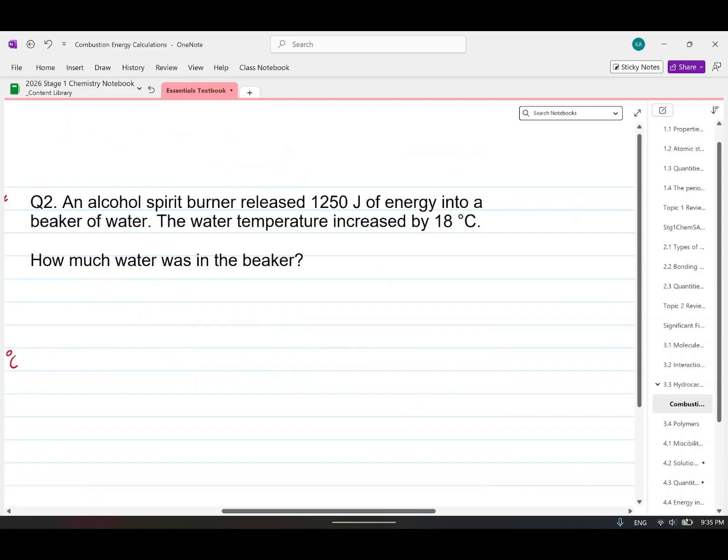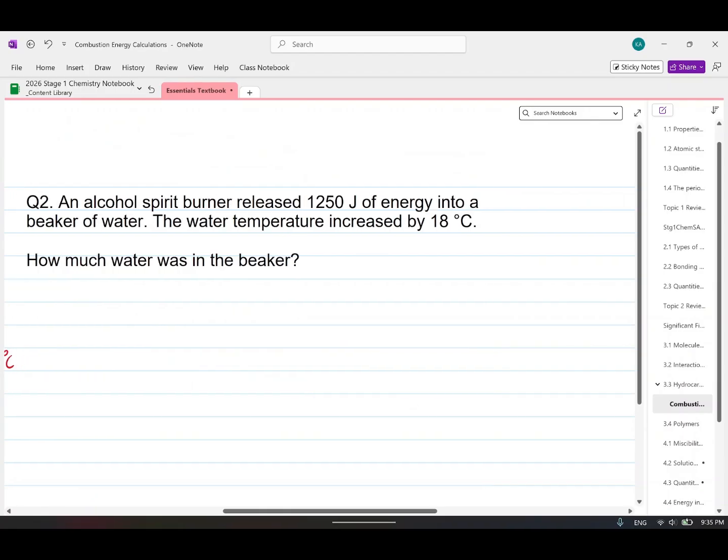So question 2, we have an alcohol spirit burner. Imagine a little glass bulb with a little opening at the top, and a little wick that's dipping into some alcohol. The alcohol soaks up this wick, and we set this on fire, and so we end up burning the alcohol in the bottom bit here.